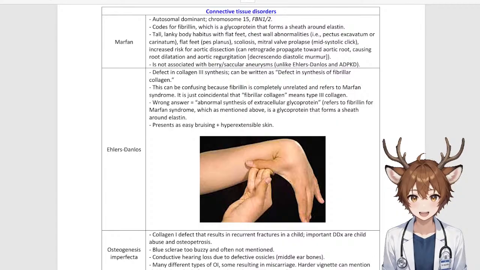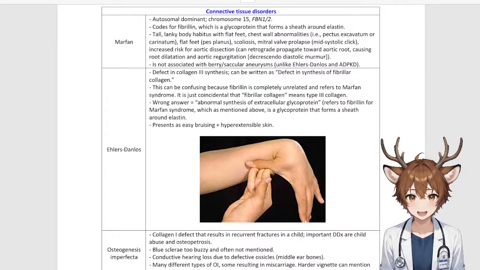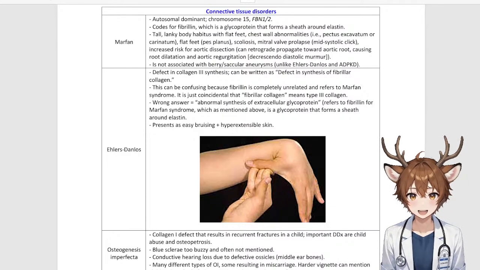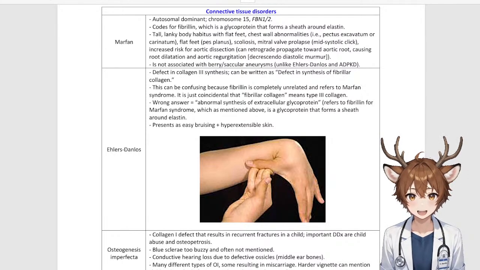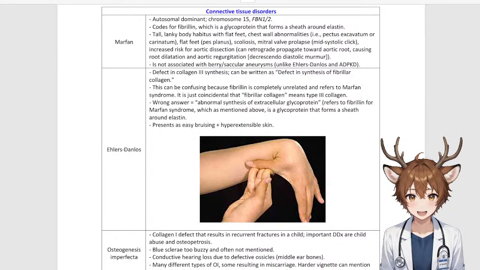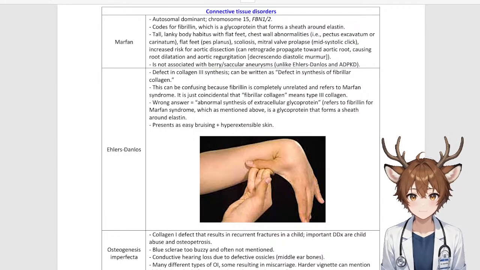But what about Ehlers-Danlos syndrome? Defect in collagen 3 synthesis can be written as defect in synthesis of fibrillar collagen. So this is a collagen issue for Ehlers-Danlos, collagen for Ehlers-Danlos. This can be confusing with fibrillin, which is completely unrelated and refers to Marfan syndrome. It is just coincidental that fibrillar collagen means type 3 collagen. The wrong answer would be abnormal synthesis of extracellular glycoprotein, which refers to the fibrillin for Marfan syndrome, mentioned above as the glycoprotein that forms a sheath around the elastin.